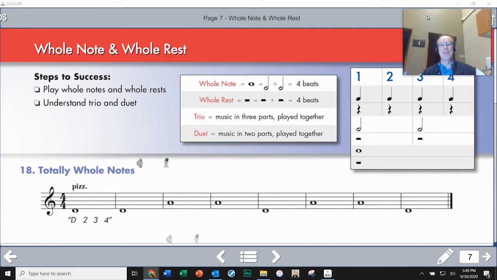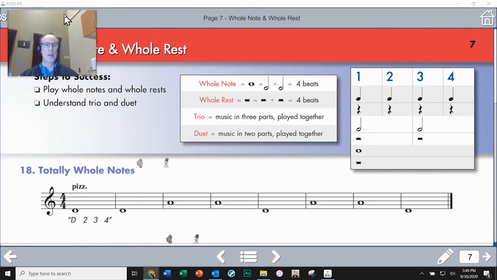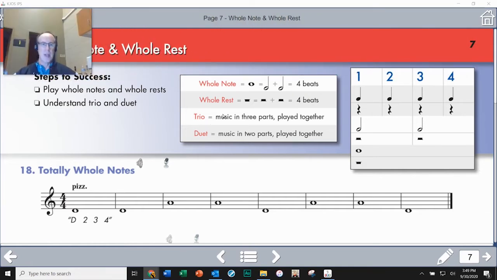Orchestra. We're going to learn whole notes today on page 7 of your book. Whole notes. So open to page 7 and let's begin. On page 7, you'll see at the top a chart, two charts that explain what whole notes are. Notice the whole note looks like a round circle with no stem.